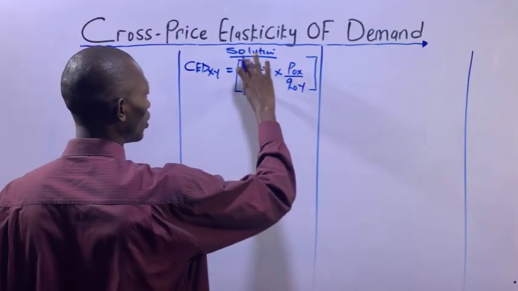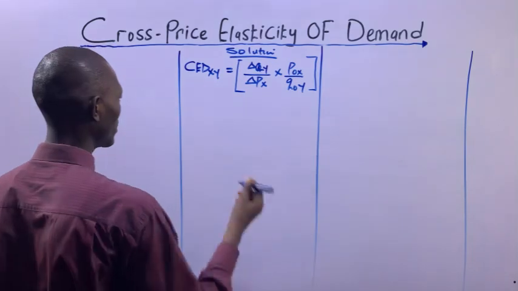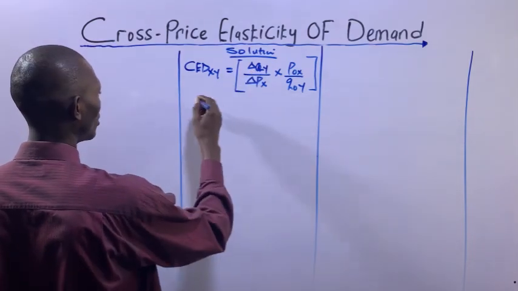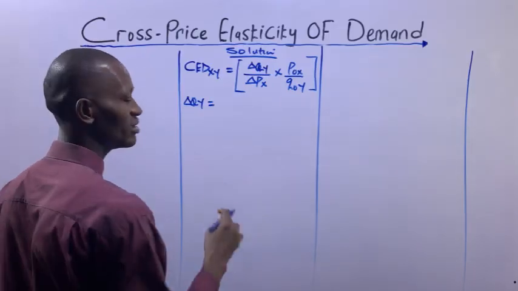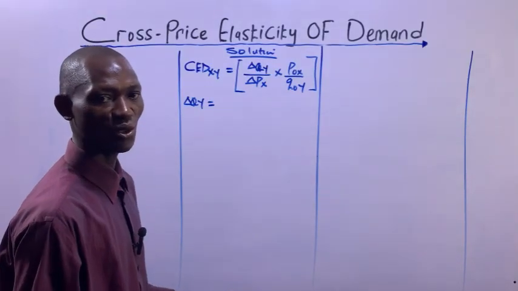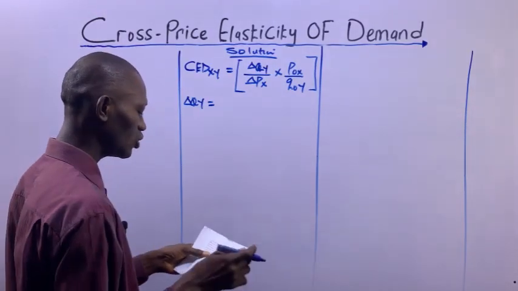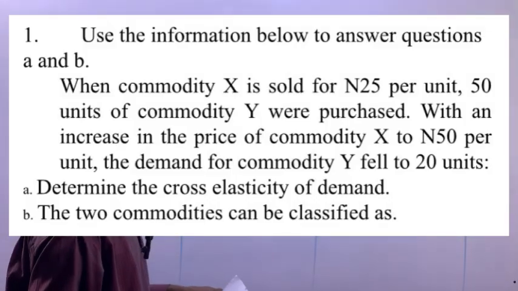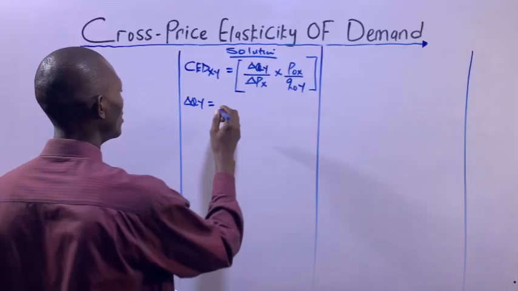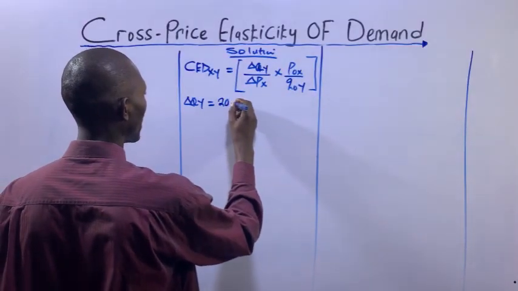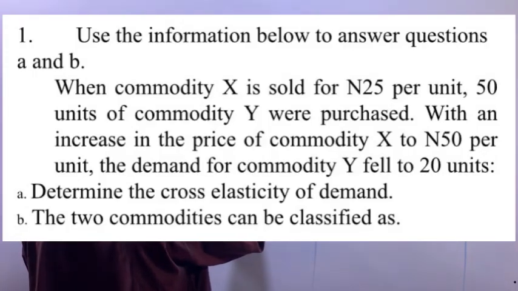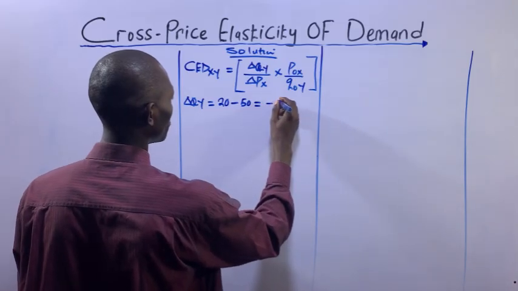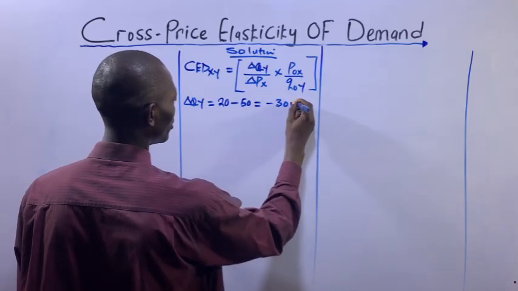So we have to get all these variables first. Let's get the change in the quantity of Y. That's the new quantity of Y minus the old quantity of Y. The new quantity of Y is 20 units, like I explained earlier, minus the old quantity of Y, which is 50 units. So 20 minus 50 gives us minus 30 units.